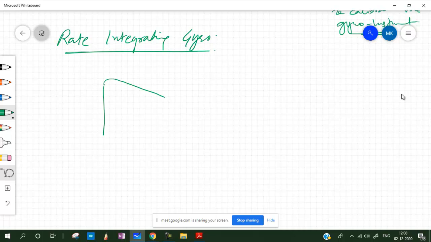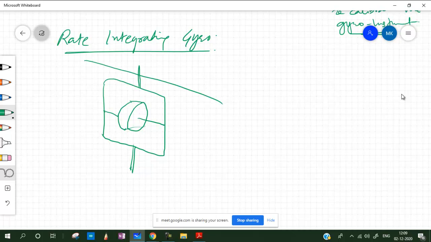This is also given in the books, something like this. If you draw it something like this, ये हमारे पास रोटेटिंग डिस्क है. तो हमारे पास एक जिम्बल है, बाकी इसको हम सीधे फिक्स करते हैं यहाँ पे और इसको हम फ्रेम के साथ लगाते हैं.